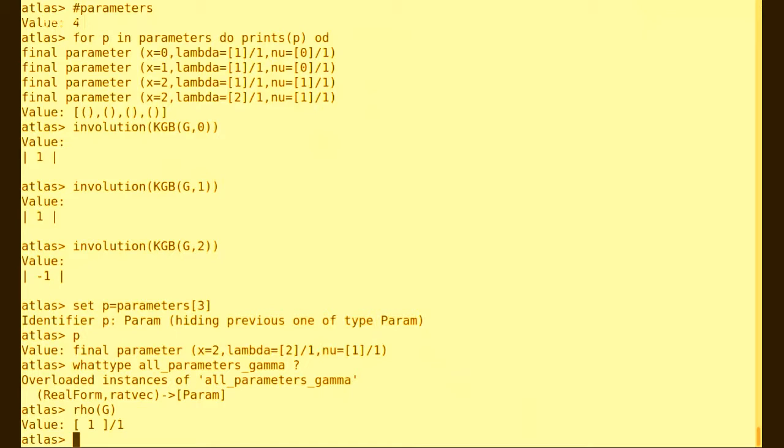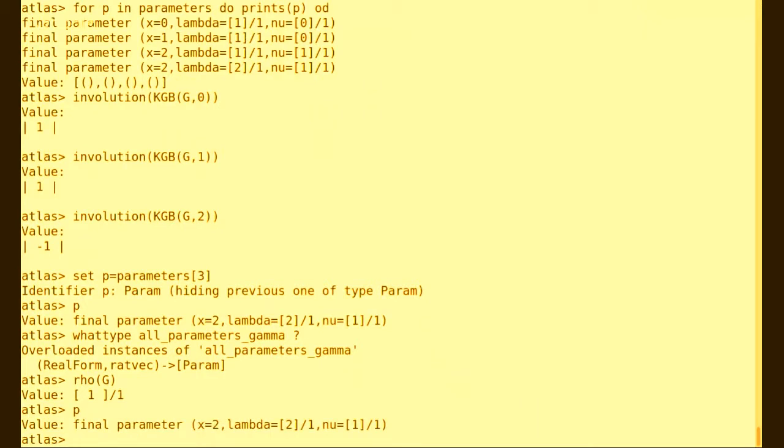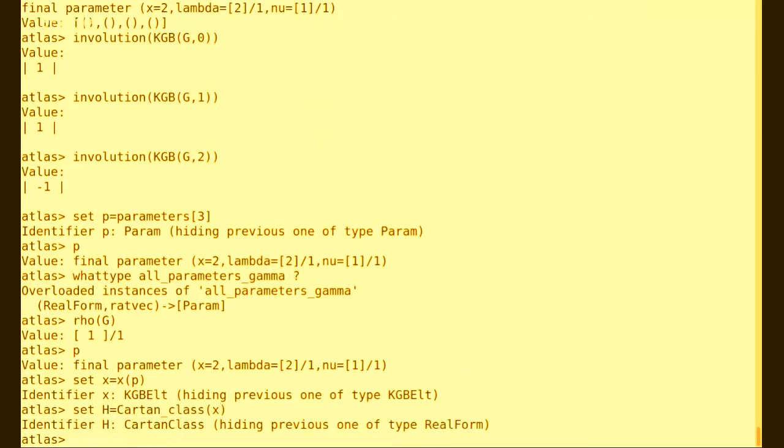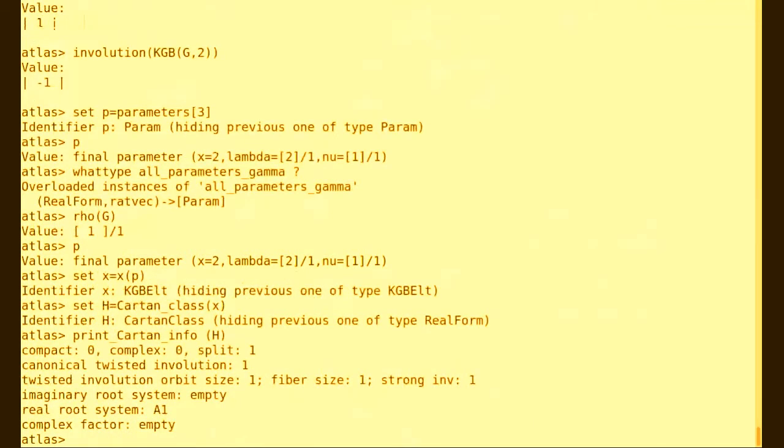So let's see. We have this parameter p, and let's say x is x of p. And let's set h to be the Cartan class of x. And you can do print Cartan info of h. And it says this is a Cartan with no compact factors, no complex factors, and 1 split factor. That is to say, this is the split Cartan.